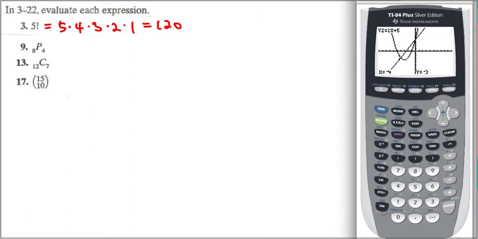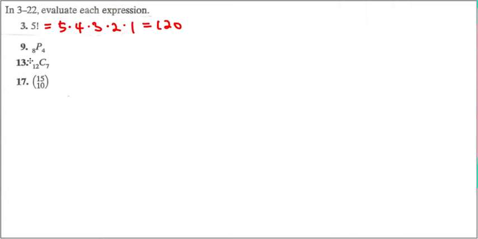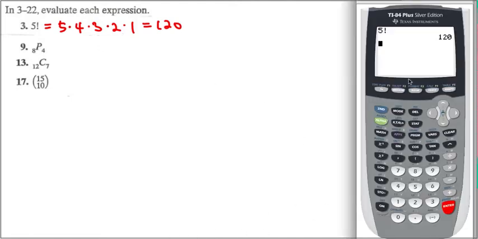So here we have, we can press 5, and let's go for math, and go all the way till the end. And you see number 4. Now we have 5 factorial. Then we get 120, just like this. How about the second one? Second one is 8P4. How are we going to go for 8P4?